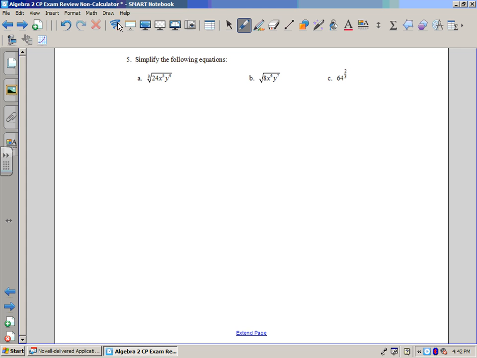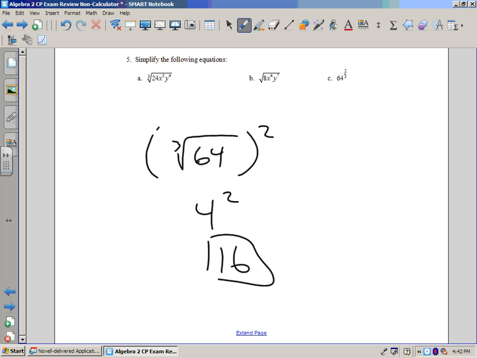And for C, 64 to the 2/3, that's the cubed root of 64 squared, right? Take the bottom root of the number and then take it to the top power. The cubed root of 64 is 4, and 4 squared is 16.